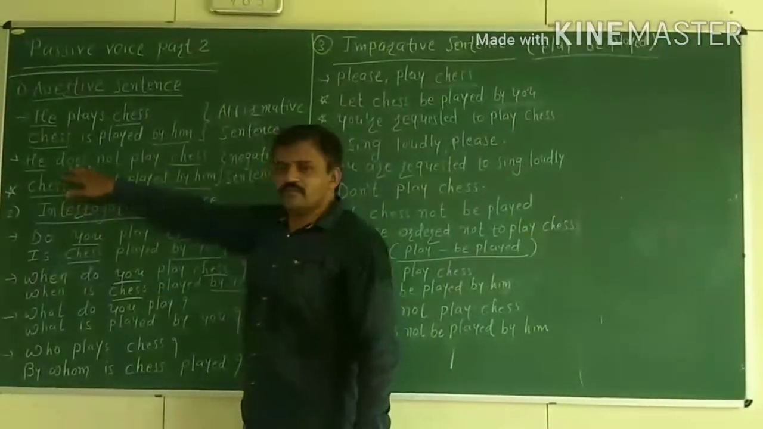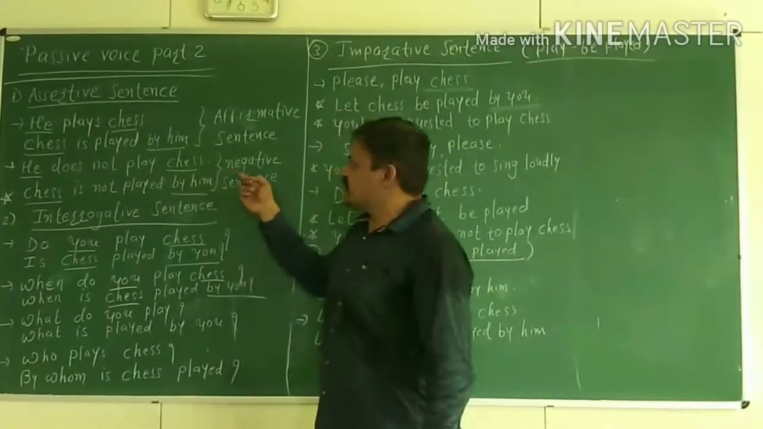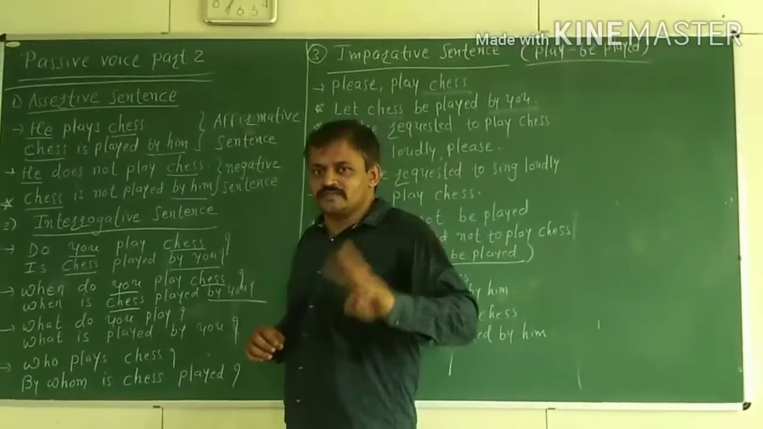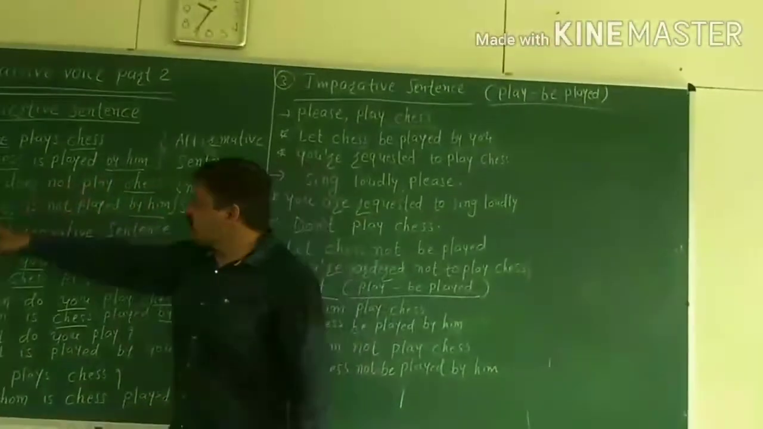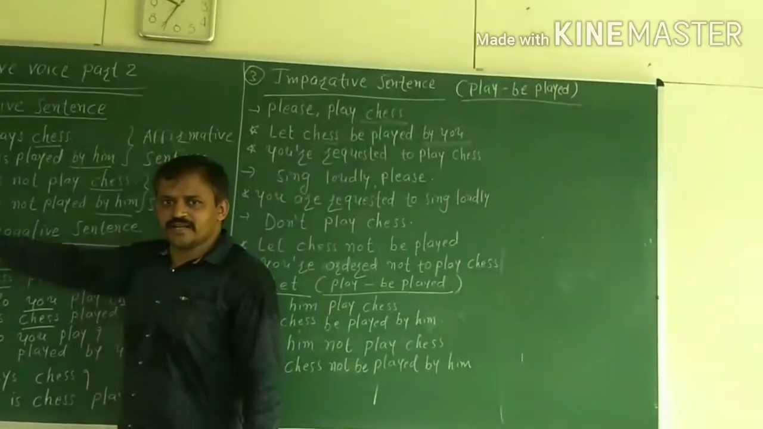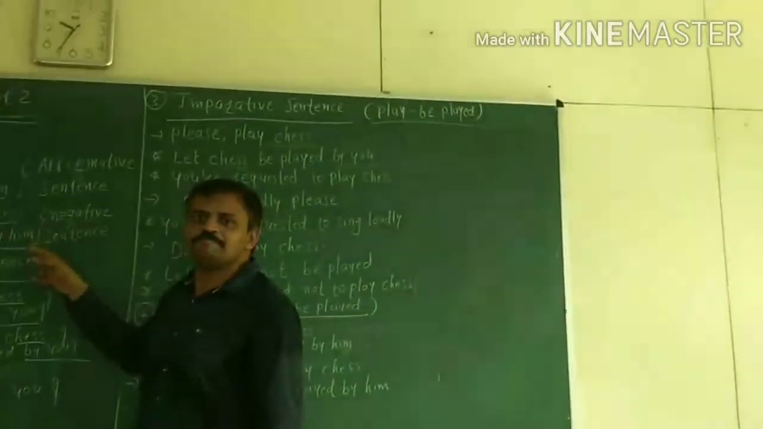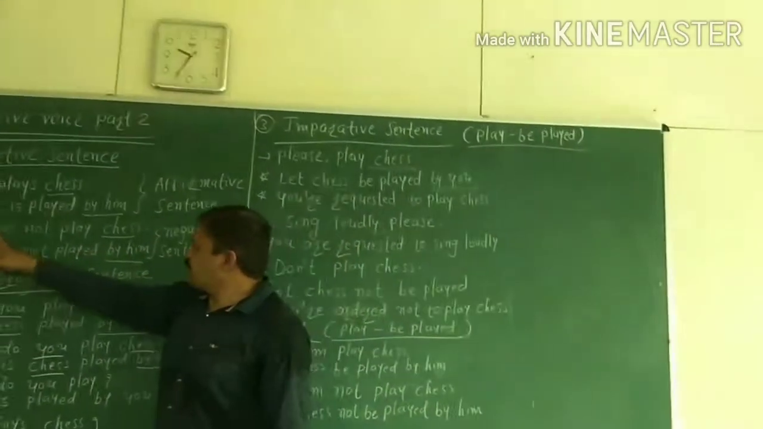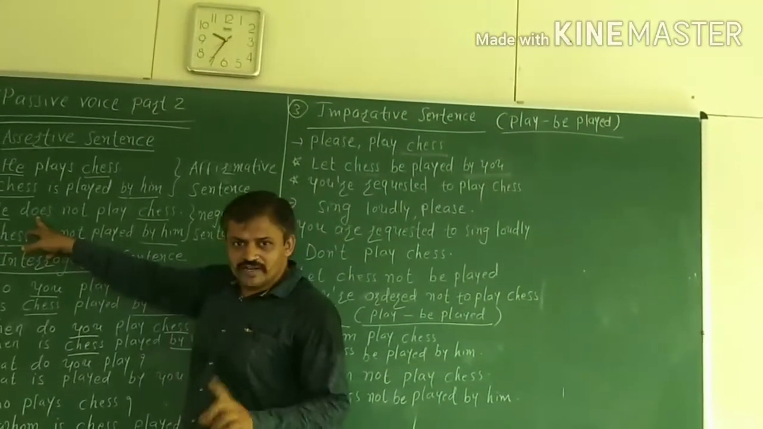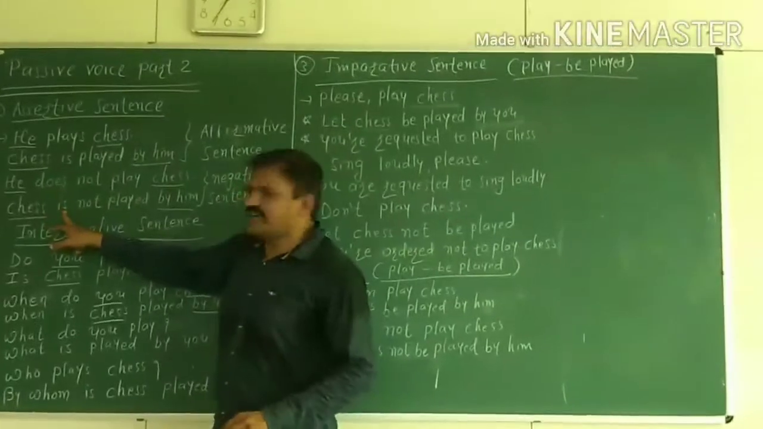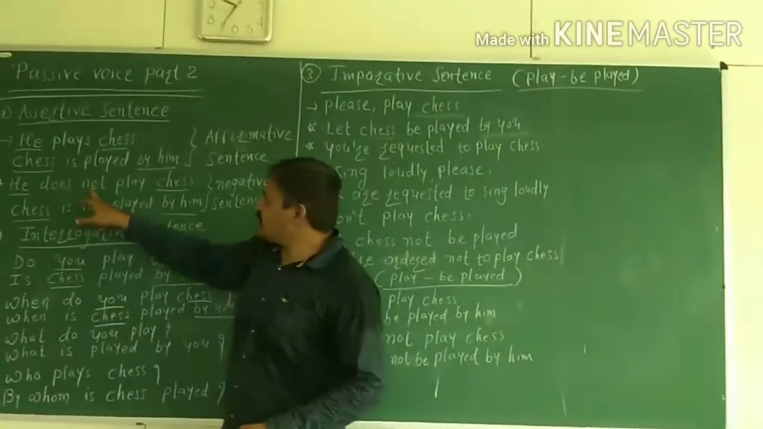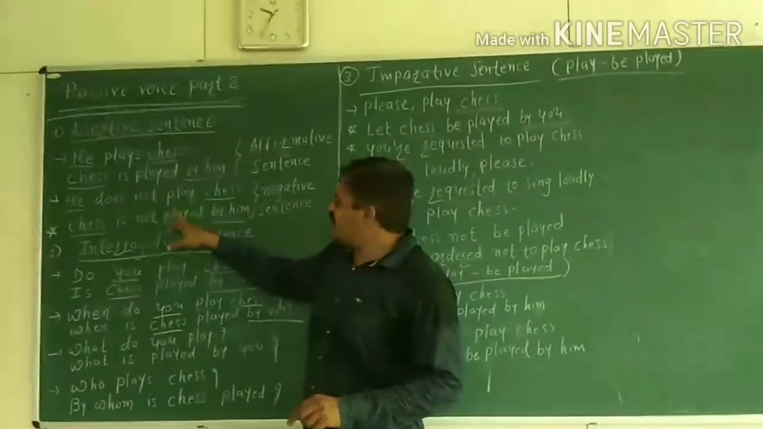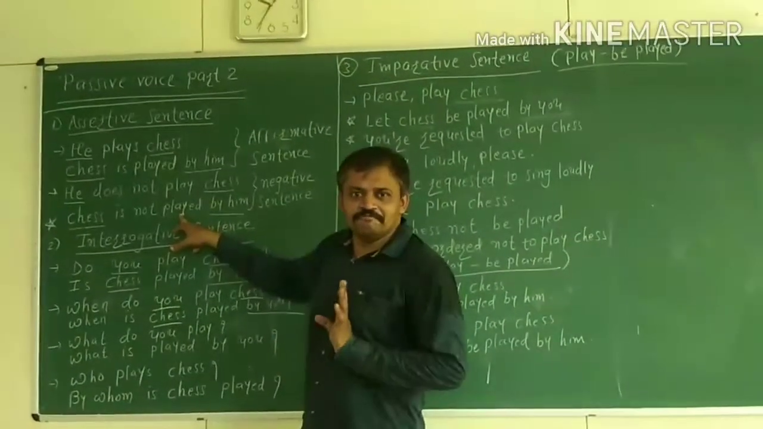Here is another example. He does not play chess. What do we do first? First of all, we will do the replacement of subject and object. So chess is written here in the place of subject and he is written here in the place of object, followed by a preposition. Then what did we write? Instead of does, we write is, not, and instead of play, we write here the V3 of play.